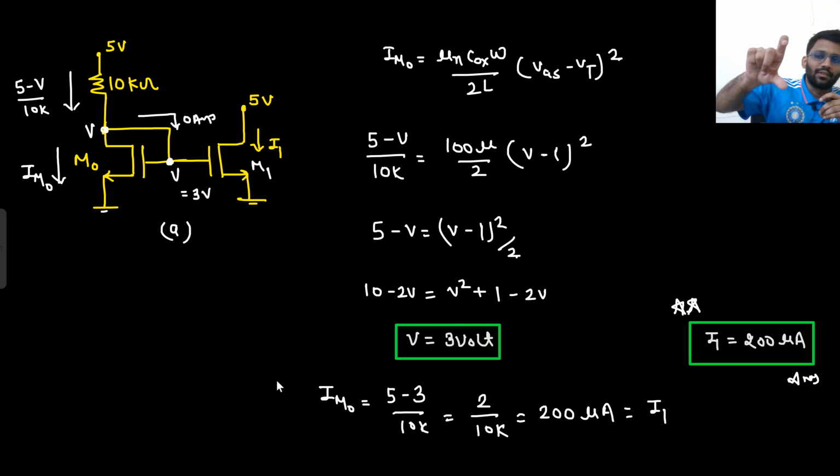So for finding the current in M naught, I need the potential V. And how could I determine the potential V? By the equation: 5 minus V by 10k equals this current. From there I could get the value of V, and after putting the value of V there, I could determine the current in M naught. That current came out to be 200 microampere, and the same current was copied. So I1 was 200 microampere. Well and good. Now what is the next question?